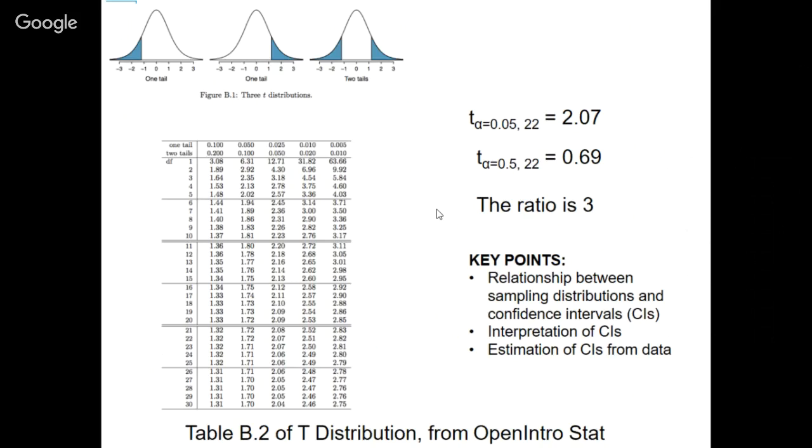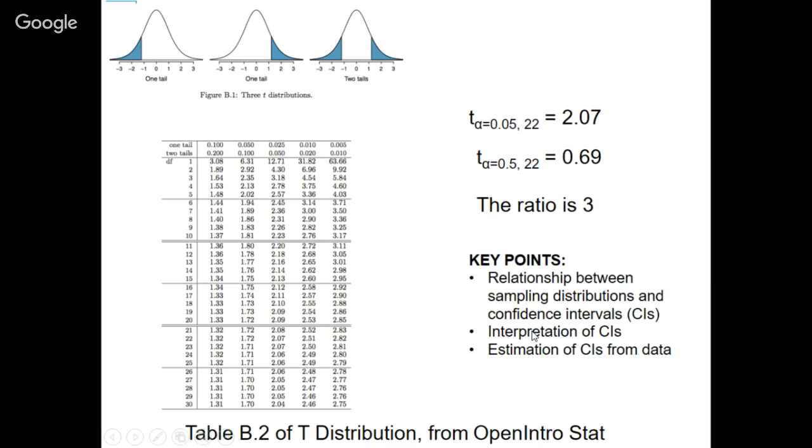So, key points. The sampling distribution is where we calculate these confidence intervals from, the standard error of the sampling distribution, and it is the area that contains 95% of the probability in this sampling distribution centered around the sample mean.